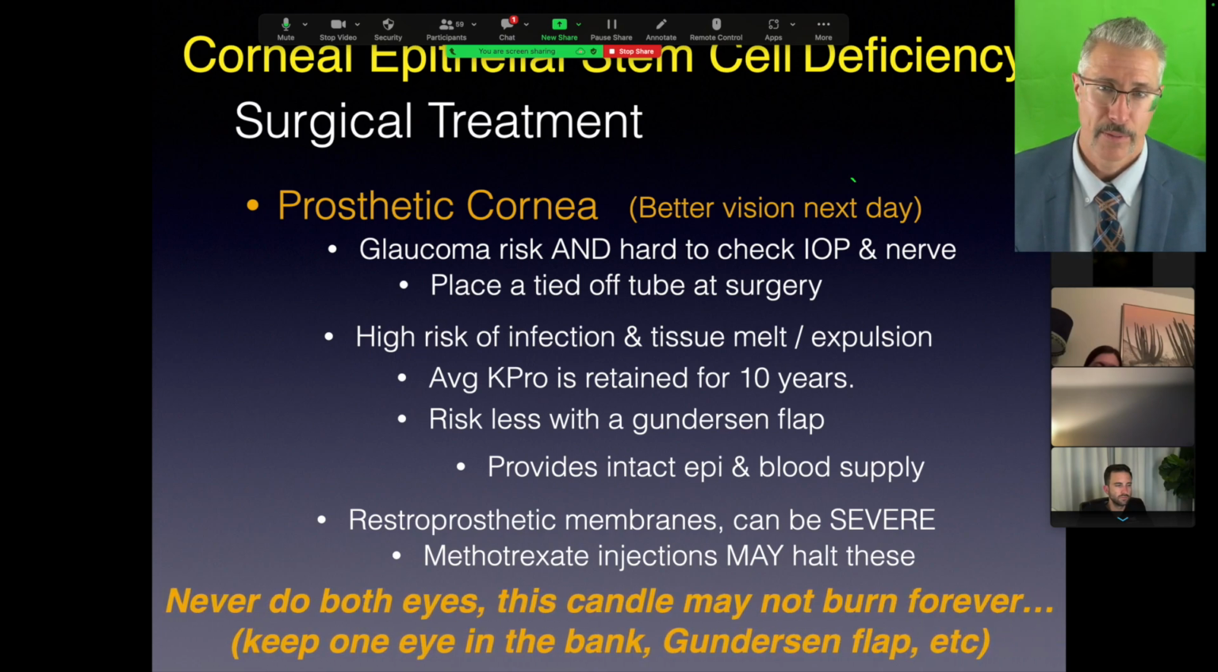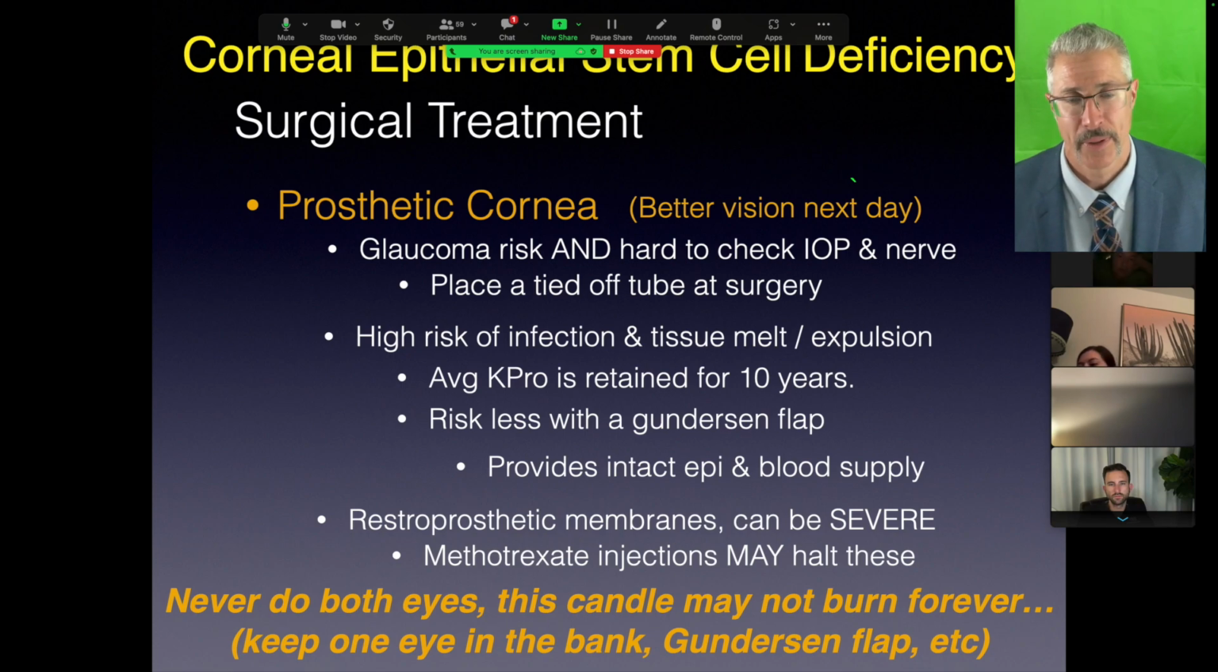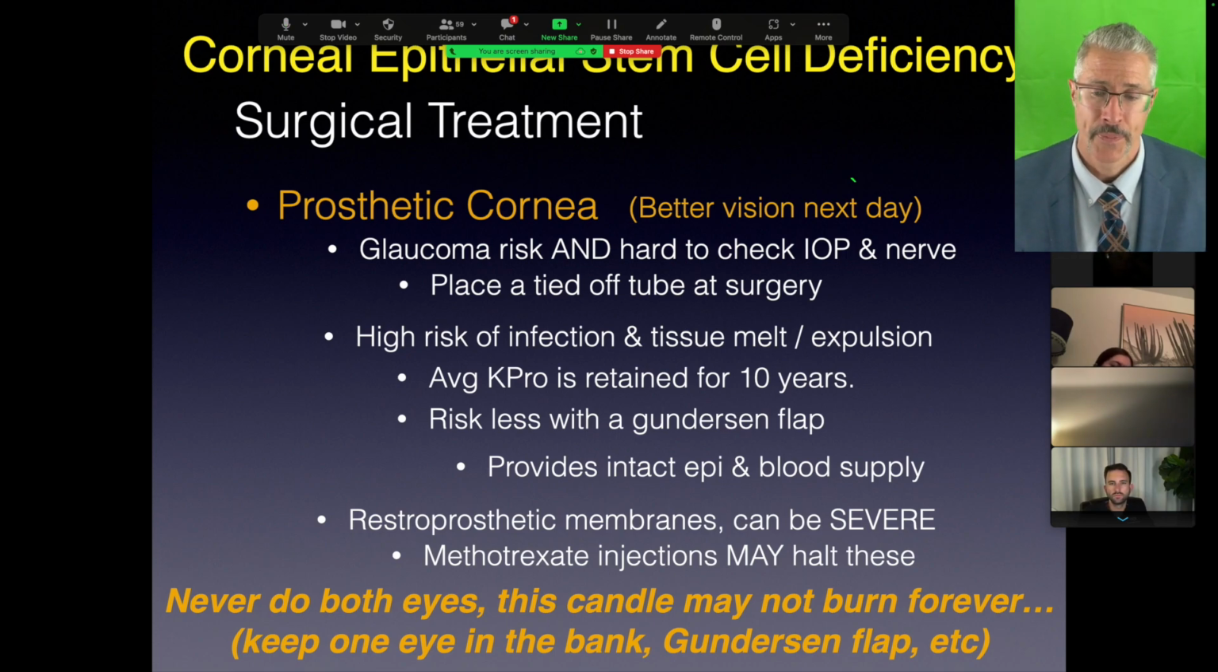But I would never put a K-Pro on both eyes. Not anymore. I tried it on one patient, but the thing is, we're lighting a candle that might not burn forever. So why light both at once? Keep one in your pocket, keep one in the bank. And that's the rationale for just doing one, especially in a young person.